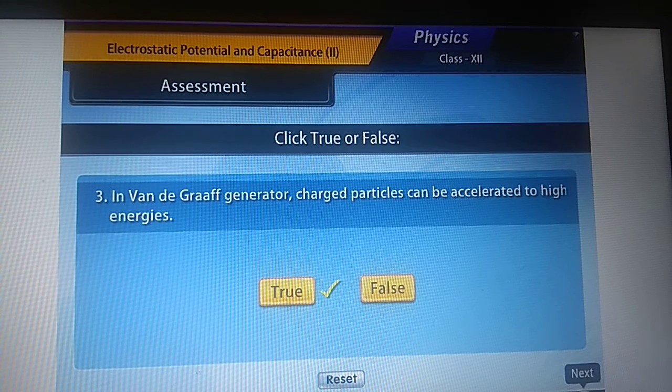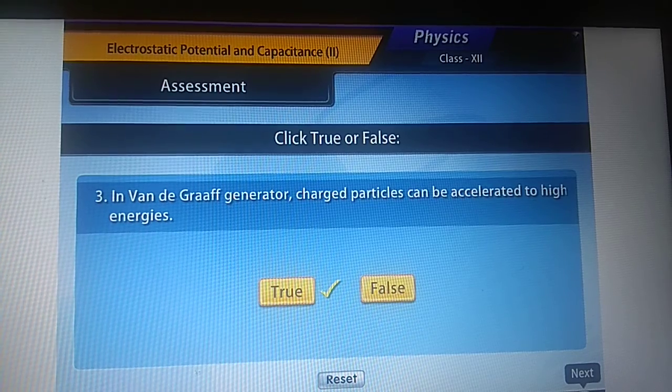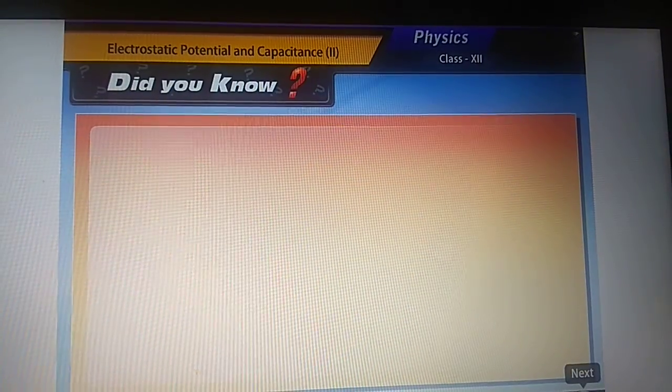Now this is the last topic of our chapter. This chapter two, electrostatic potential and capacitance, is over. From tomorrow I'm going to start with the next chapter. Before ending this chapter, let us summarize what we have done.